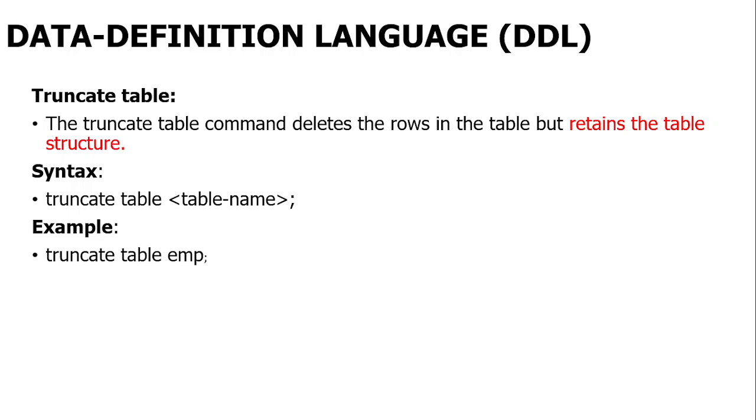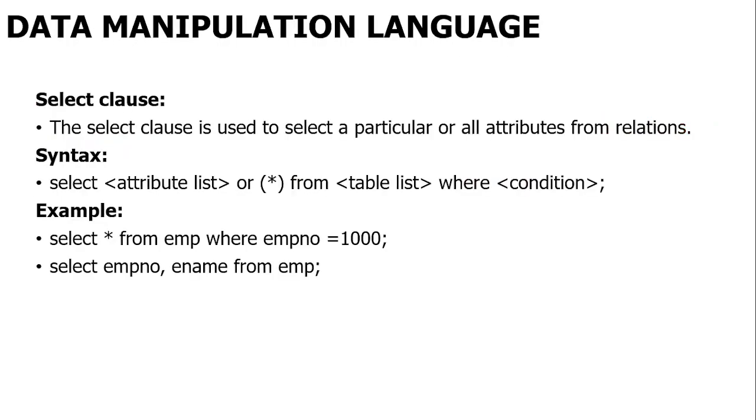Truncate. The truncate table command deletes the rows in the table but retains the table structure. So it will delete the content alone. The table will be retained.